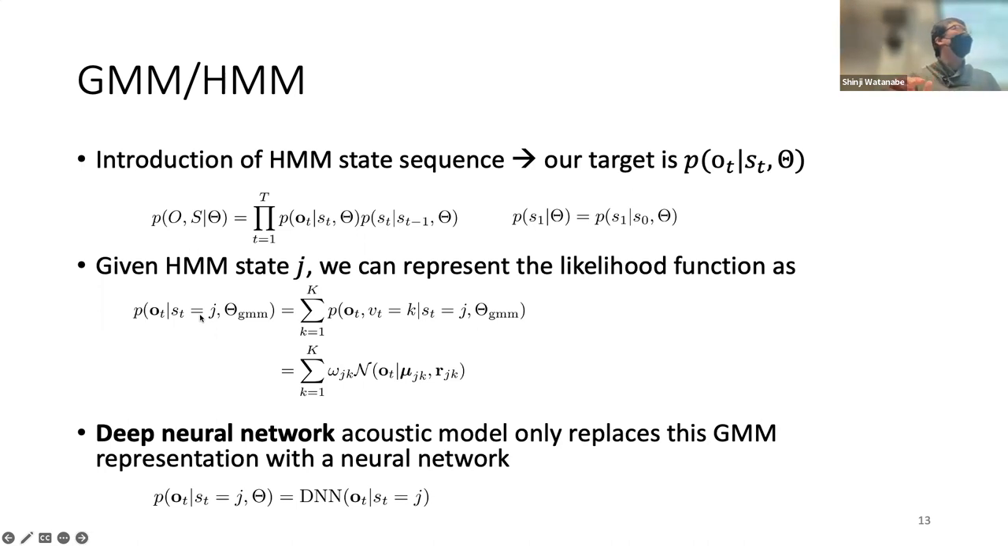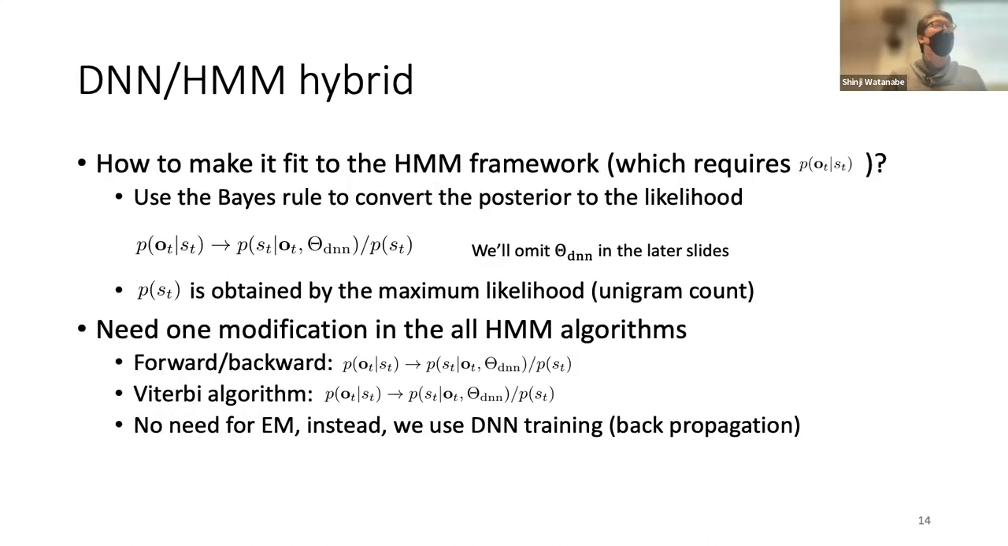And from now on, we don't care so much about whether this is solved by the EM algorithm and so on, because everything can be done by backpropagation. This method is called the deep neural network HMM hybrid method. Almost the entire formulation is completely the same, except that this likelihood is estimated by the deep neural network.